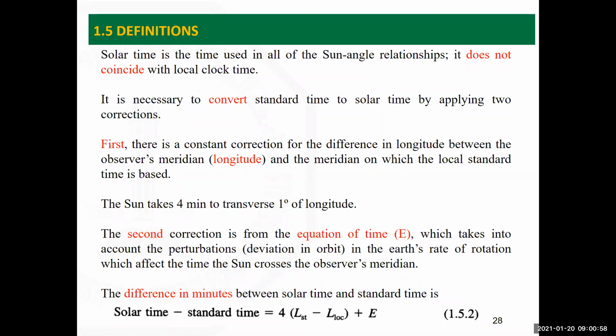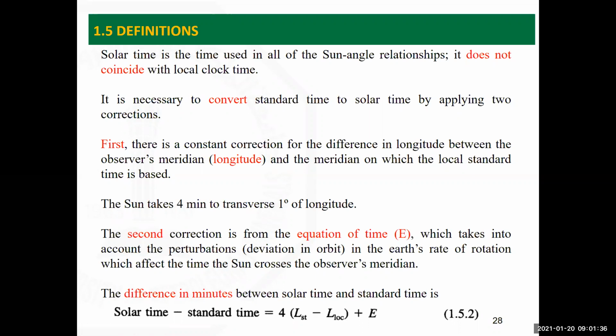So this is local time, but it is not solar time. The solar time here and there is different because of the difference in longitude. And this is actually why the times of adhan for prayer are different, because it follows the solar time and changes according to the longitude. So there will be a constant correction due to the difference in longitude. The sun takes 4 minutes for one degree of longitude. The second correction comes from the equation of time that accounts for the deviation of the orbit and the Earth's rate of rotation.